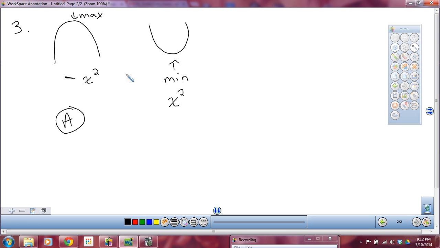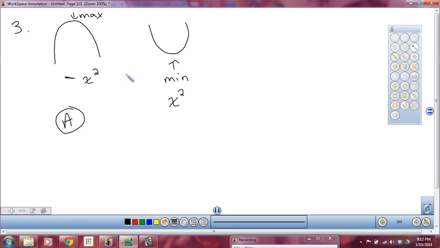All right, number 4. Which statement best describes these 2 functions? Again, if you look at all of your answer choices, they're talking about minimums and maximums. So let's decide, first of all, which has a minimum and which has a maximum, because that could get rid of an answer for us.